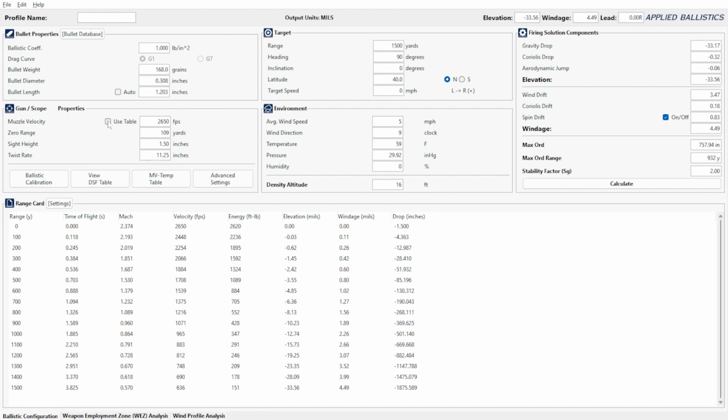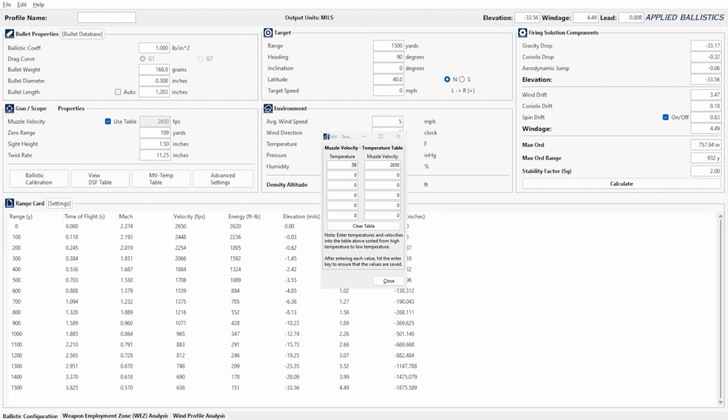So it does have this option here, use table. Instead of just putting in your singular muzzle velocity there, you can hit use table, and then if you go down to MV temp table, that here gives you temperature on one side, muzzle velocity on the other. So if you've got some data where you've recorded the temperature on the day that you were shooting and the muzzle velocity as well, you can add them starting from highest temperature and working down to lowest, and that will tell the software that you've got a temperature sensitivity with your propellant, which is going to affect muzzle velocity. Very hot day, likely the muzzle velocity is going to be higher.